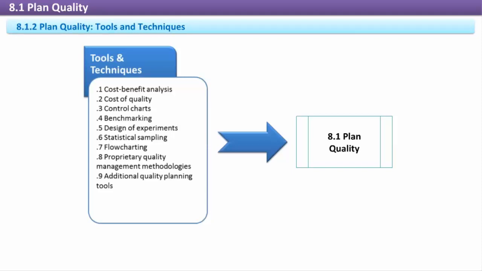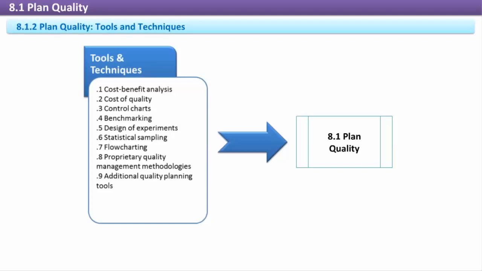Flowcharting. Flowcharts are graphical representations of a process, showing sequential activities, branches, and decision points within the process. Proprietary quality management methodologies. These include specific methodologies like Six Sigma, Lean, Quality Function Deployment, and CMMI among many others. Additional quality planning tools.